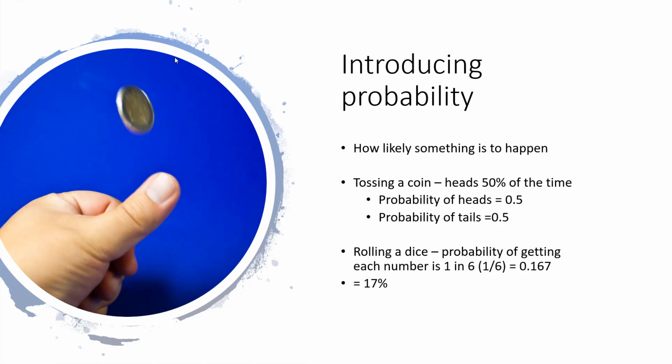In rolling a dice, as long as it's not weighted, then you would have a probability of getting any one of the 6 faces. So each face, there are 6 faces, 6 sides. So the probability of getting each number is 1 divided by 6, which is 0.167, which, if we round up and multiply by 100, is a chance of 17% for each side on the dice.